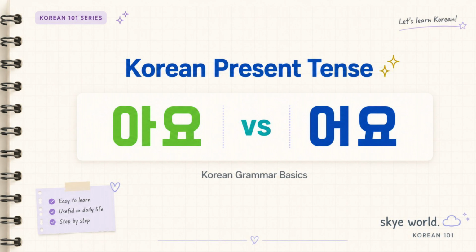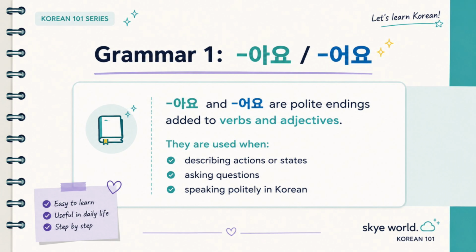Let's start. In Korean, ayo and oyo are polite endings added to verbs and adjectives. We use them when describing actions, asking questions, or speaking politely in daily conversation.